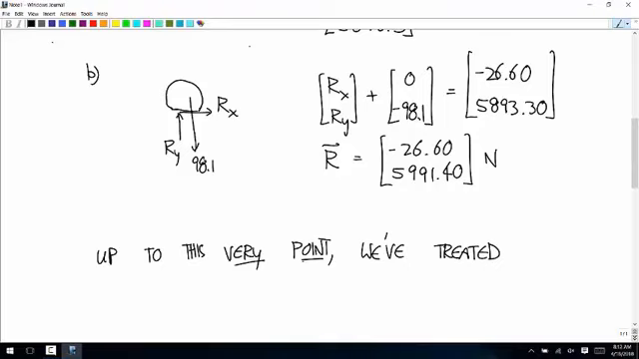So this is a historic moment right now. No, that's not a pun. Oh, okay. Well, it's not intended. We've treated every object as a particle.